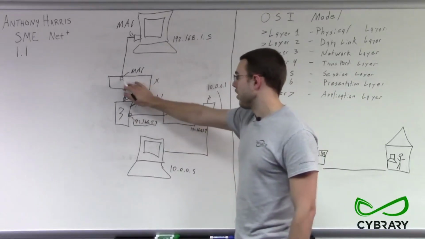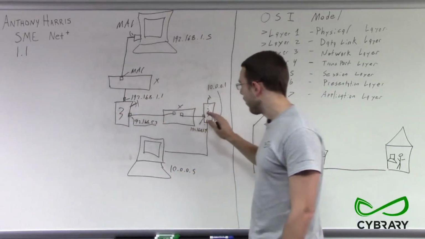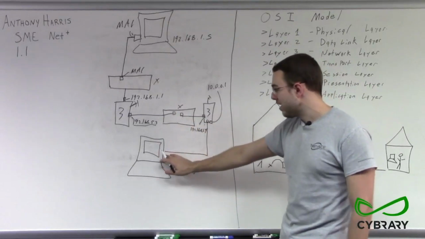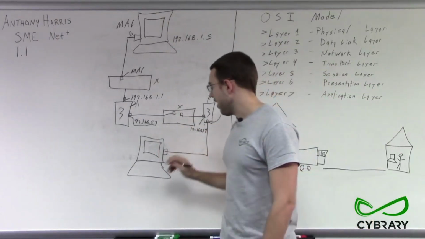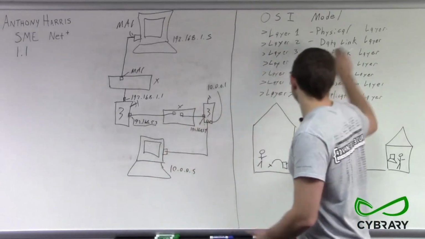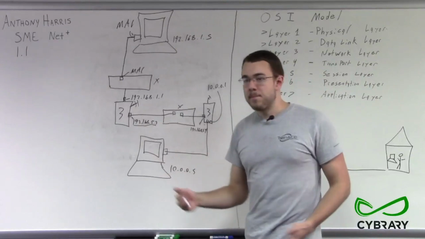There's a MAC address on our switch, there's a MAC address on our computer, there's a MAC address on both of our routers, there's a MAC address on our intermediate switch, there's a MAC address on our end computer. There's MAC addresses at every point where we have our data going to. So there's layer 2, there's a data link layer functionality occurring everywhere.